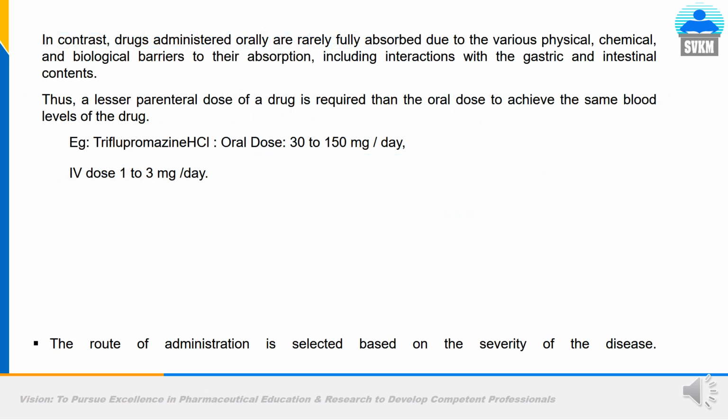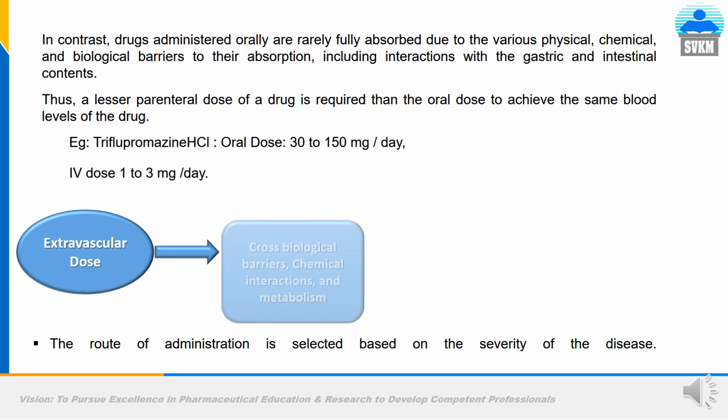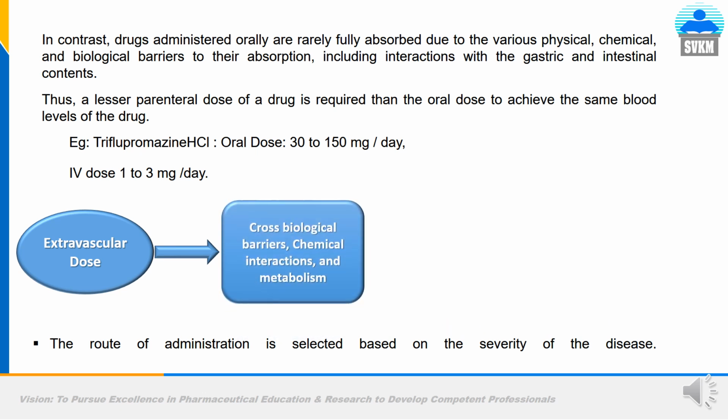Now in contrast to IV route, when you administer a drug via oral route or extravascular dose, what happens? It is not fully absorbed via oral route. Almost 50% of the drug is metabolized and only about 50% of the drug is available in bloodstream. Why does this happen? Because of various physical, chemical and biological barriers to absorption. That includes interaction between your gastric and intestinal contents, and ultimately it requires a higher dose to achieve the same blood level of the drug as compared to intravenous route.